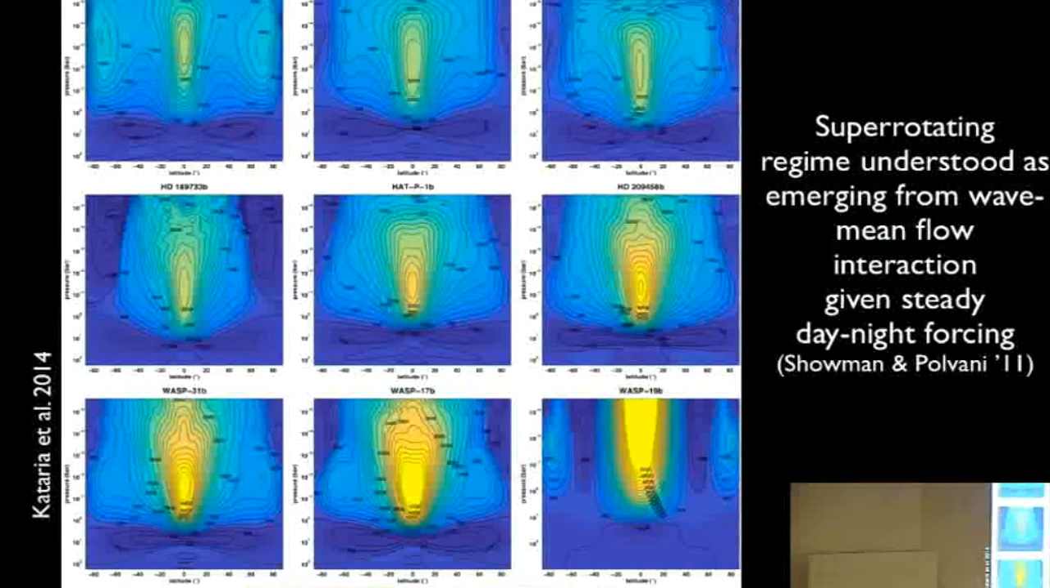Sorry? So it's referred to as a standing Rossby wave. I suppose it's a Rossby mode and it's excited from the shape of the forcing, the global atmospheric shape of the radiative forcing.